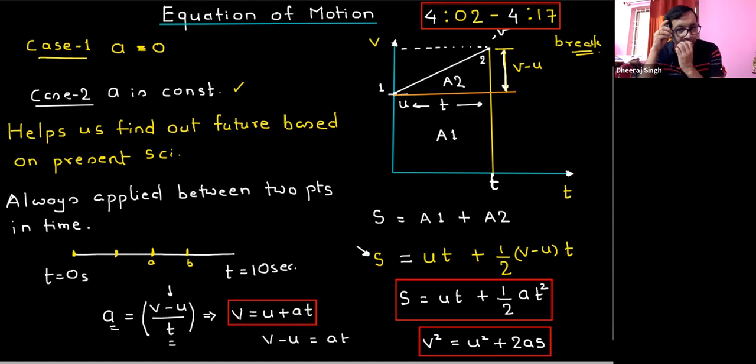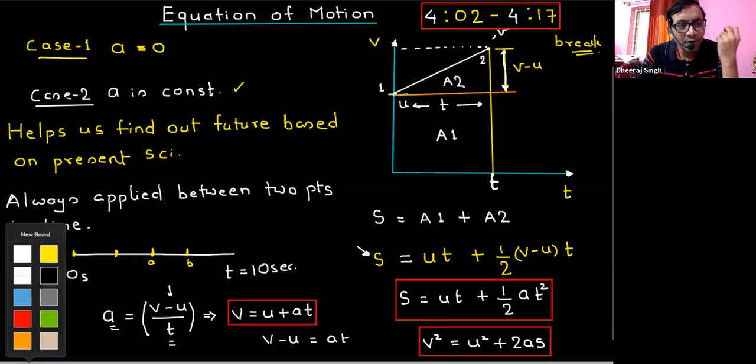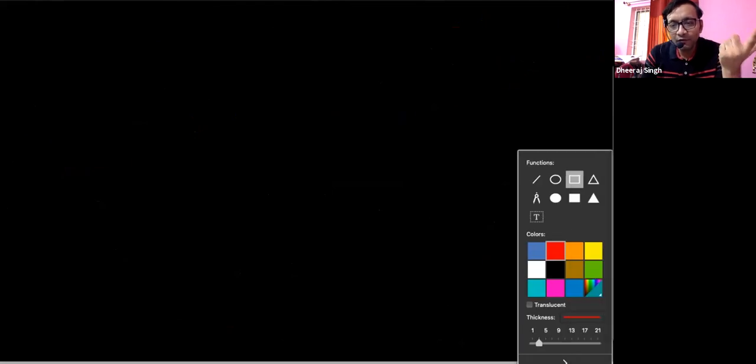All right, so let us continue from where we have left. We have just derived the three equations of motion graphically. Since we are talking about derivation, let us see how else we can derive them. I'm assuming you're aware of the basics of derivatives and integrals. If not, you'll get used to it slowly when we solve questions.